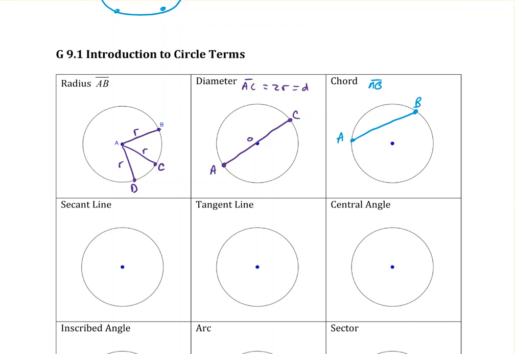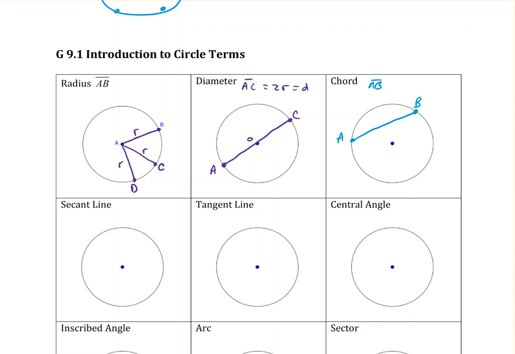Now, most of the time when we're talking about diameters, we're going to call them diameters. Most of the time when we're talking about chords, we're going to be talking about chords that aren't diameters. So we're going to reserve diameter in our conversation for something that goes through the center. And we're going to usually talk about chords as something that doesn't go through the center.